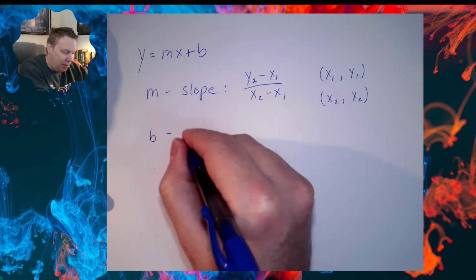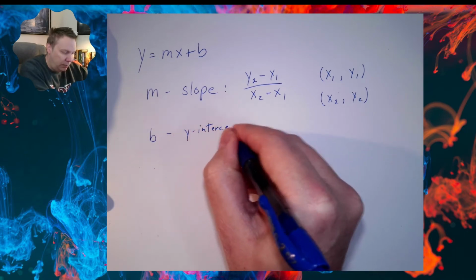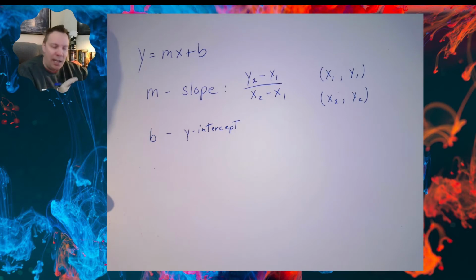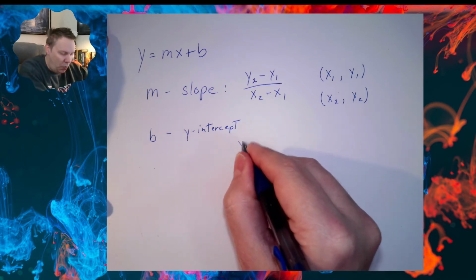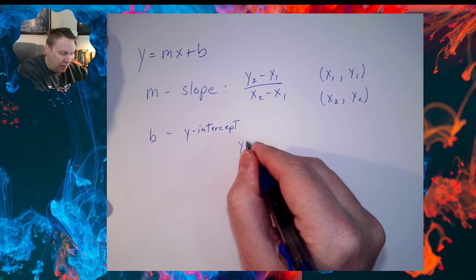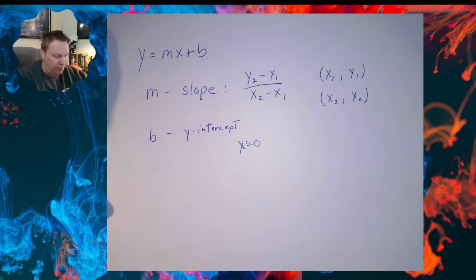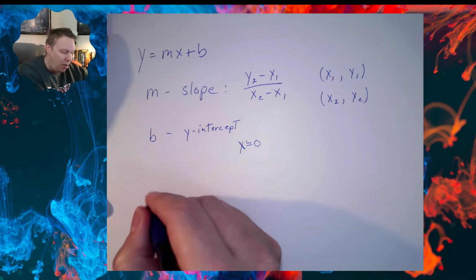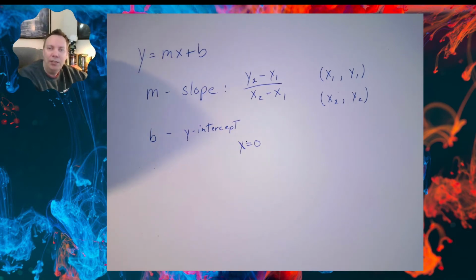b is called the y-intercept. In other words, b is when x is equal to 0. There is something called the horizontal intercept. In other words, when y is equal to 0. And we'll talk about that in a later video.